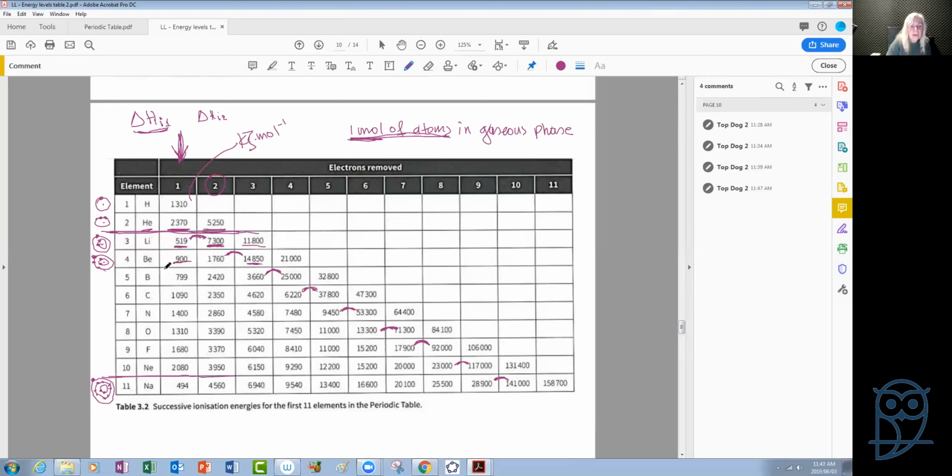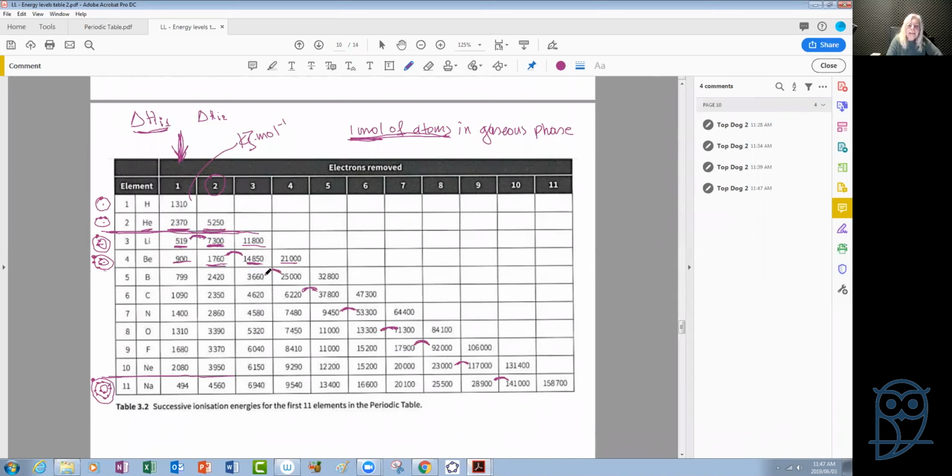So 900 for the first one, 1760 for the second electron. But then, once this energy level has been emptied, the next electrons are from an inner energy level with n equals 1. And they need more energy to be removed because they are closer to the nucleus. And that is why we see a jump from the 1,700 to nearly 15,000. So from nearly 2,000, we go suddenly to 15,000, which is a big jump. And the reason, again, is because we change energy level.